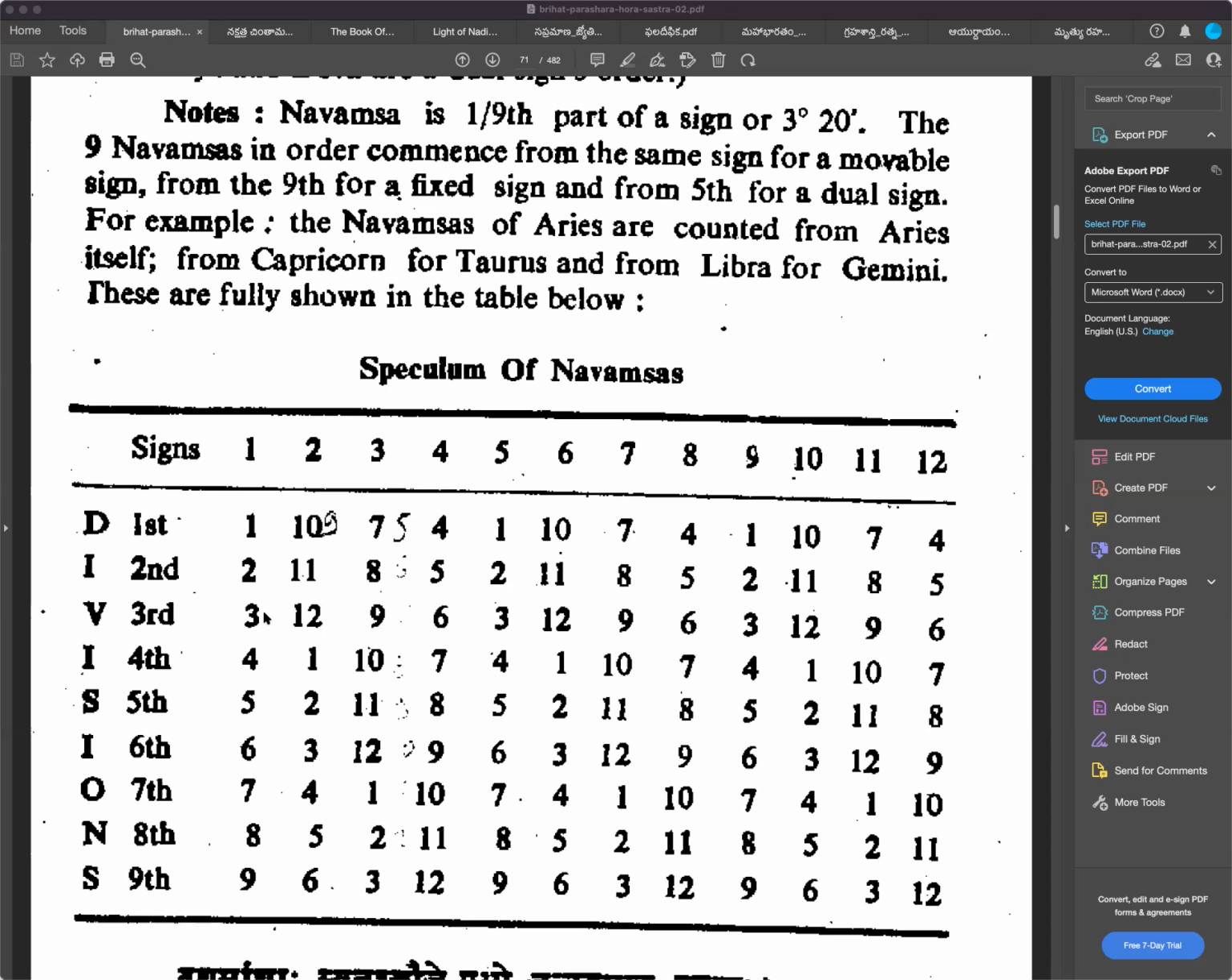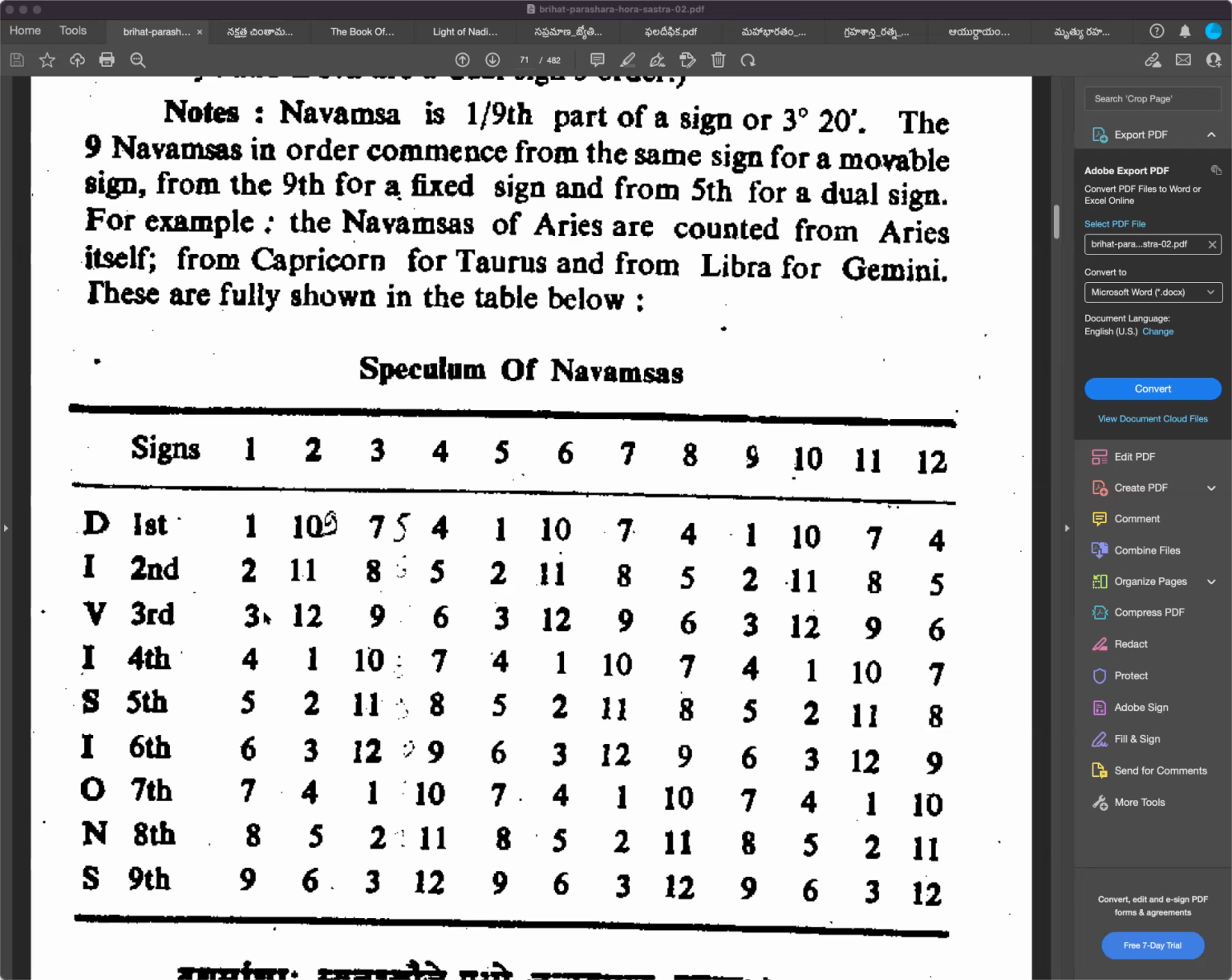So we will make each and every sign into 3 degrees 20 minutes divisions, and we will look at wherever the planet is, in which Navamsha it is. So we'll place those things in Navamsha. There are 3 parts in it: starting from Aries, starting from Leo, and starting from Sagittarius.